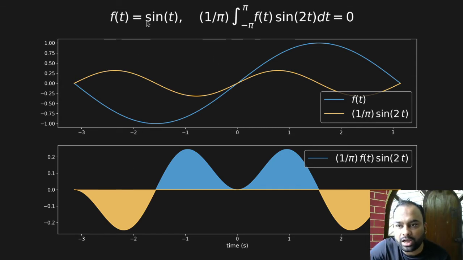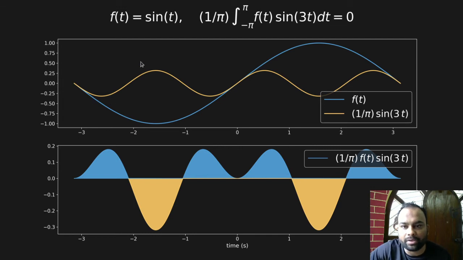And of course, from our mathematics, we already know that since this does not have any sin 2t component, so it does not have any 2 radian per second sinusoidal component, the result is actually 0. The resulting area is 0, right? So this is again simple to understand.